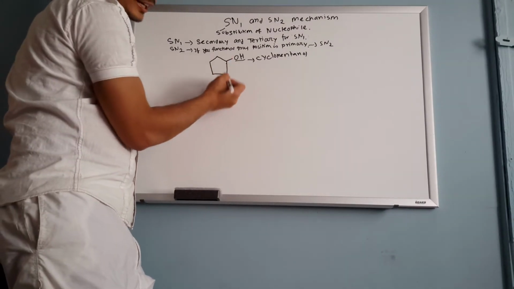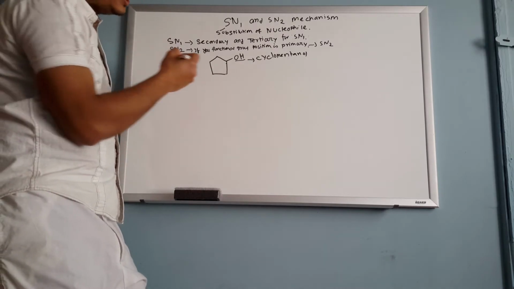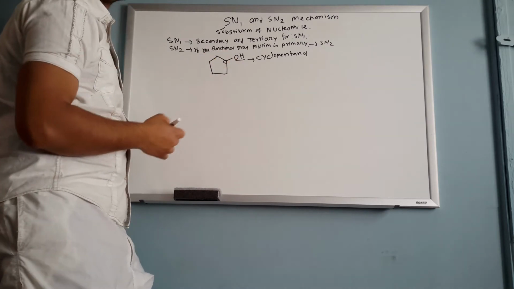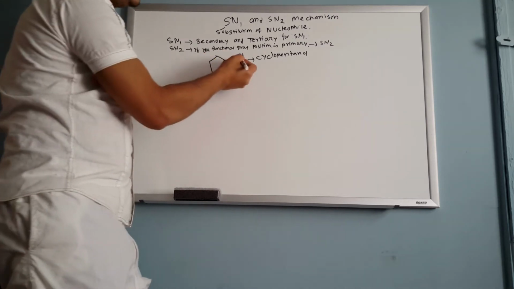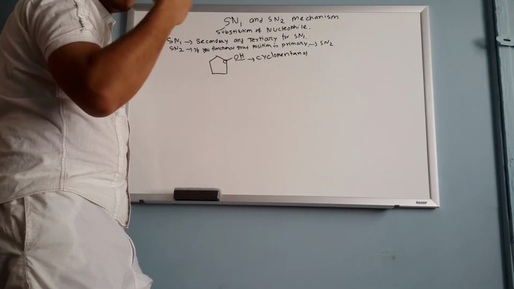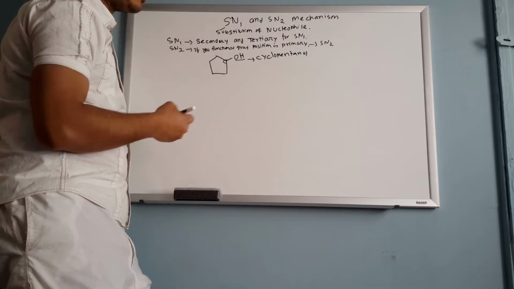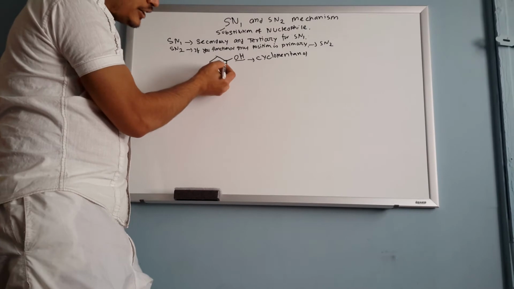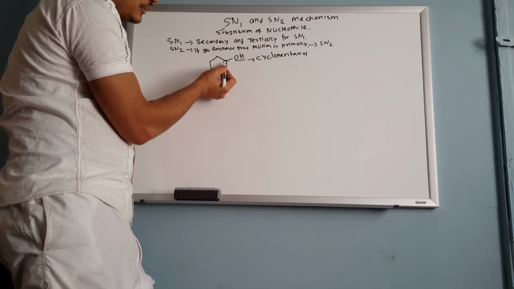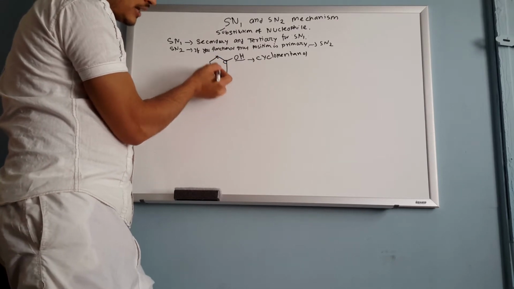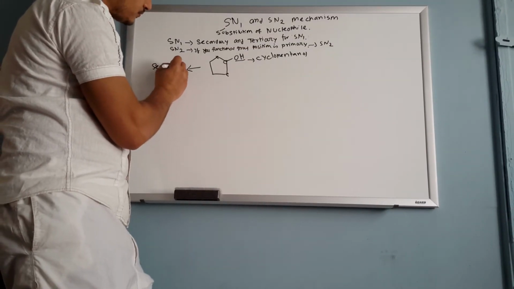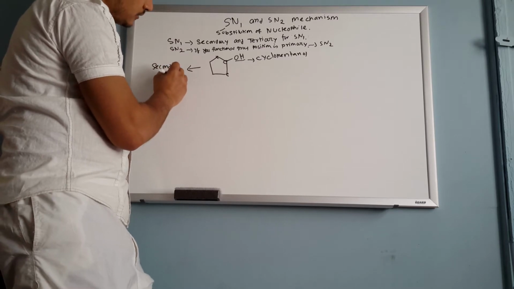This is obviously secondary. How are you going to count? Most of the students count this carbon also as number 1, like 1, 2, 3, and they say this is tertiary. No, this is not, because your OH's adjacent carbon tells you whether it is primary, secondary or tertiary position. This OH is directly connected with this carbon. Now you count, this carbon is connected with how many carbons? This carbon is connected with 2 carbons, this carbon and this carbon. That's why this is secondary. And secondary we know is SN1 mechanism.